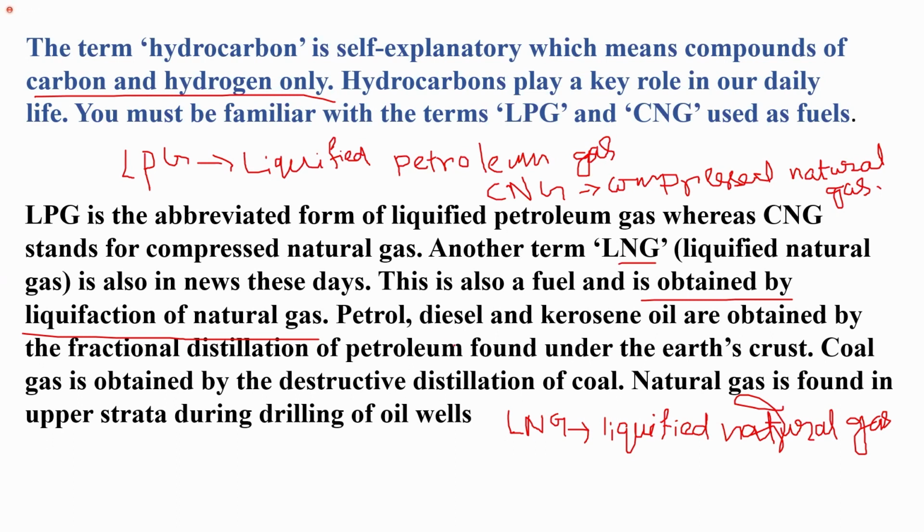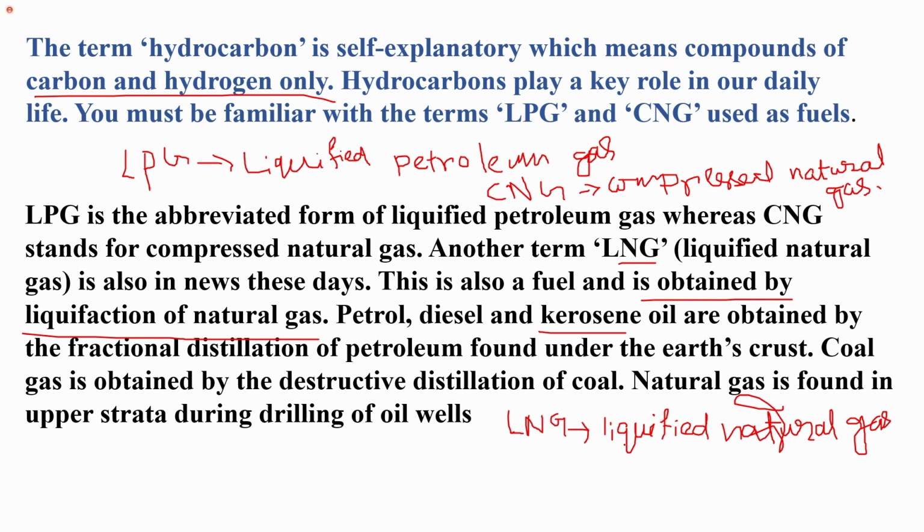So what are the things we use in a bike or bus? We use petrol and diesel. Kerosene we also used in the old days, when we didn't have electricity, for lighting at night and for studying. Kerosene oil is obtained by the fractional distillation of petroleum found under the earth crust.